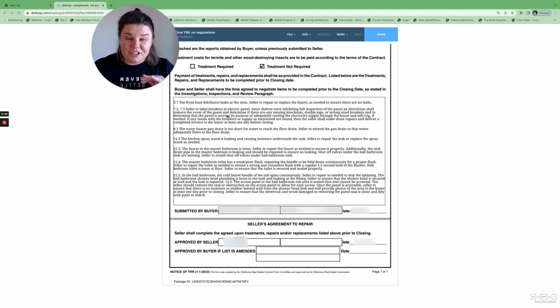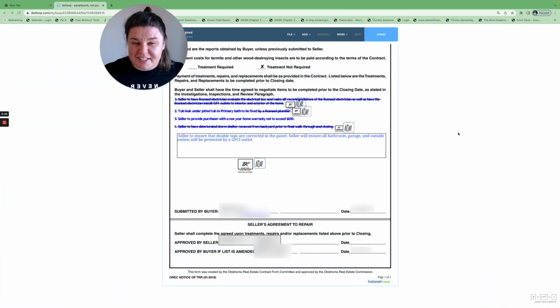Okay, I'm going to move on to a different one so we can see a little bit more of the back and forth. Here's another TRR that we had to go back and forth a little bit with. So the original, I had the listing on this one, meaning that I did not write this original one. This was somebody else. So it says, seller to have licensed electrician evaluate the electrical box and make all recommendations of the licensed electrician, as well as have the licensed electrician install GFI outlets to the interior and exterior of homes.